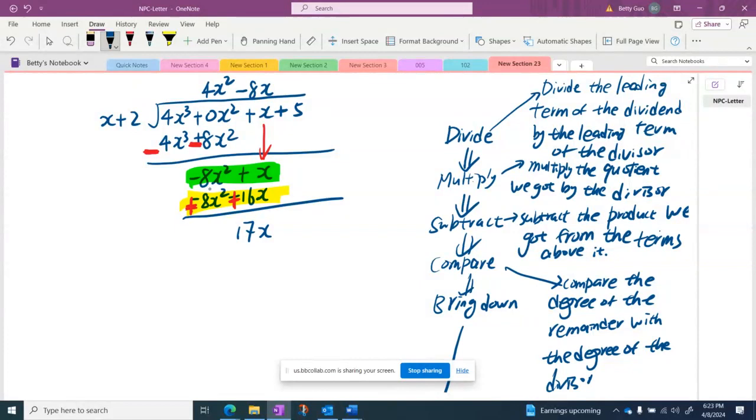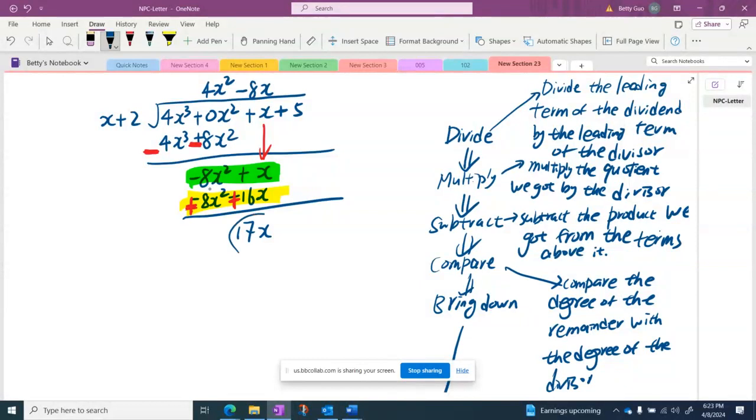4x cubed plus 8x squared. Negative 8x squared plus x. And negative 8x squared minus 16x. So positive, so 17x. Okay.